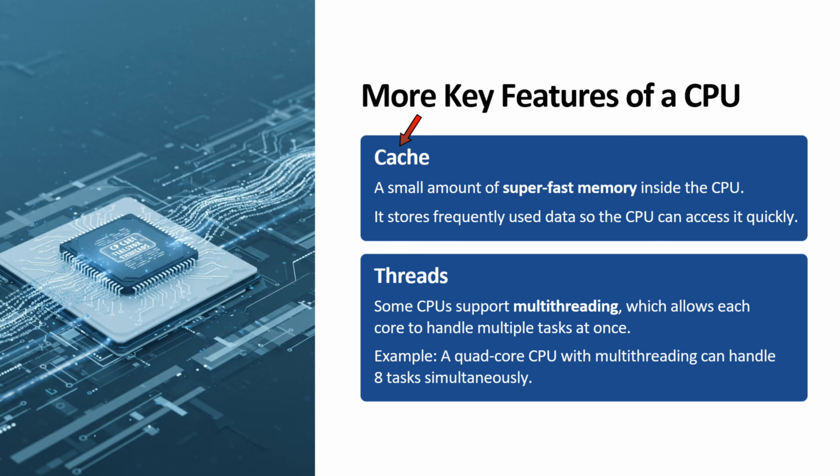Next point is cache. Cache is a small amount of super fast memory inside the CPU. It stores frequently used data so the CPU can access it quickly. Next point is threads. Some CPUs support multi-threading, which allows each core to handle multiple tasks at once. For example, a quad-core CPU with multi-threading can handle 8 tasks simultaneously.